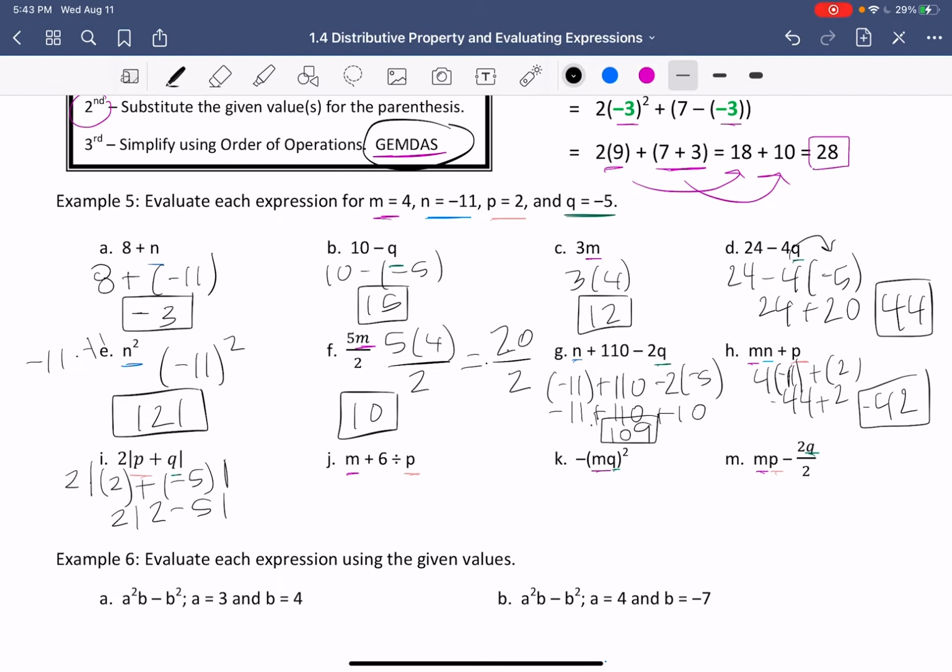Okay, we're going to solve that 2 minus 5 first. So we have 2 times the absolute value of negative 3. We know the absolute value of negative 3 is 3. So 2 times 3, and our answer is 6.